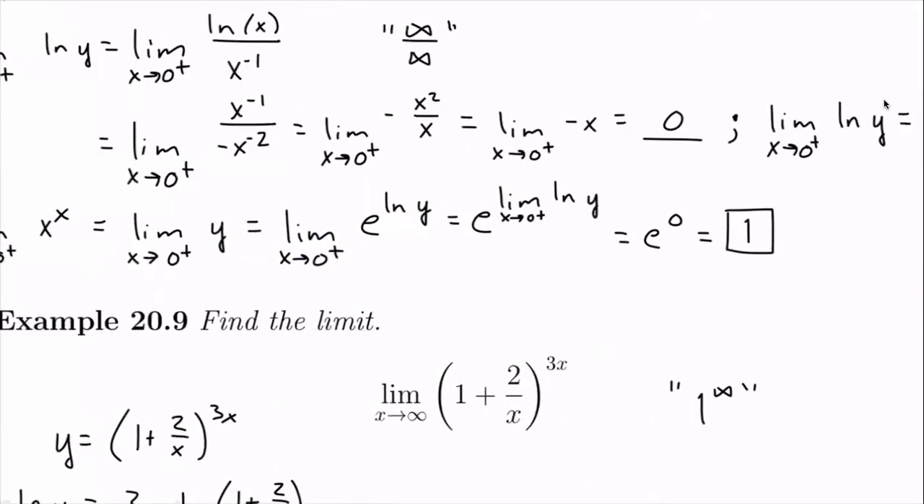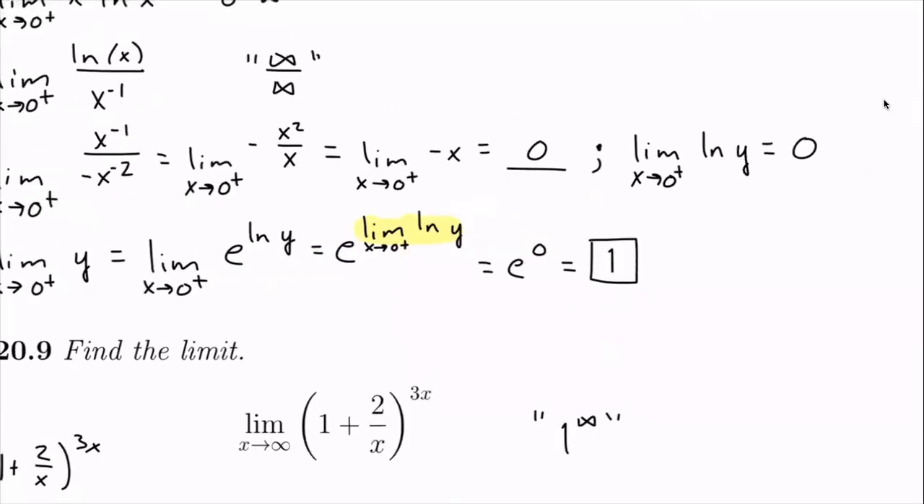And that's what happens in the next line. e to the limit as x approaches 0 from the right of natural log of y. Well, now I can assess this limit, and I already know its value because we've already done the work for that. It's here. This is 0. So e to the 0 is 1. And there's our overall answer to that.